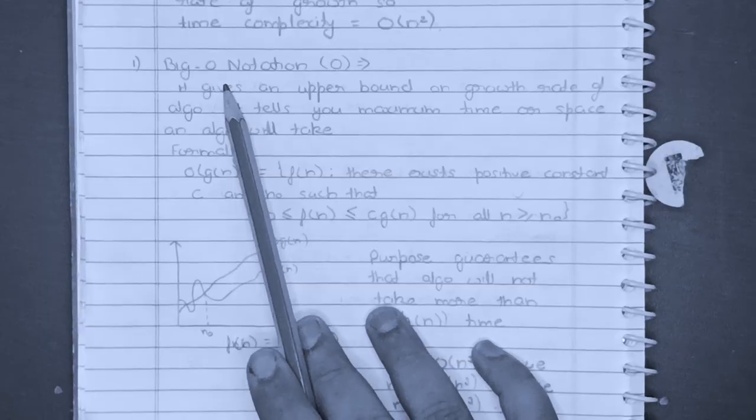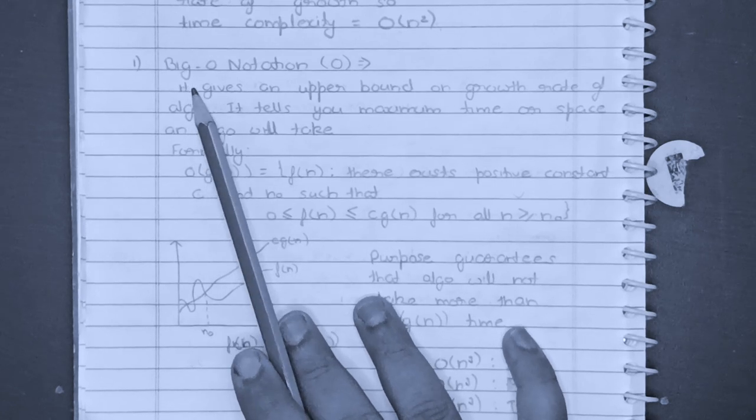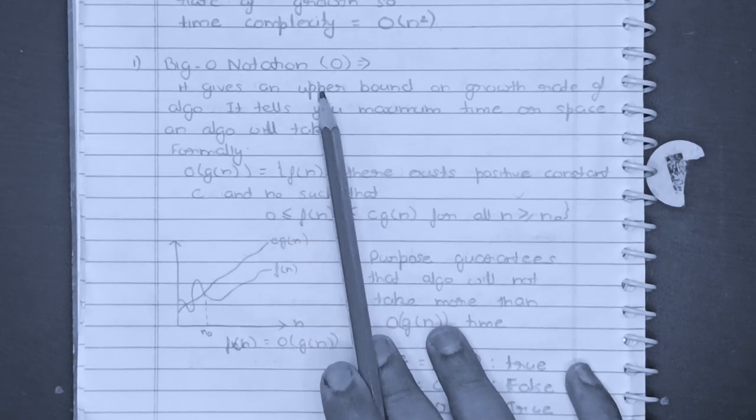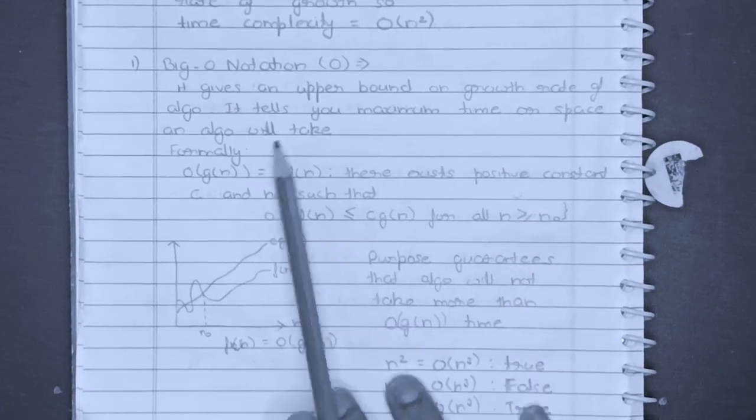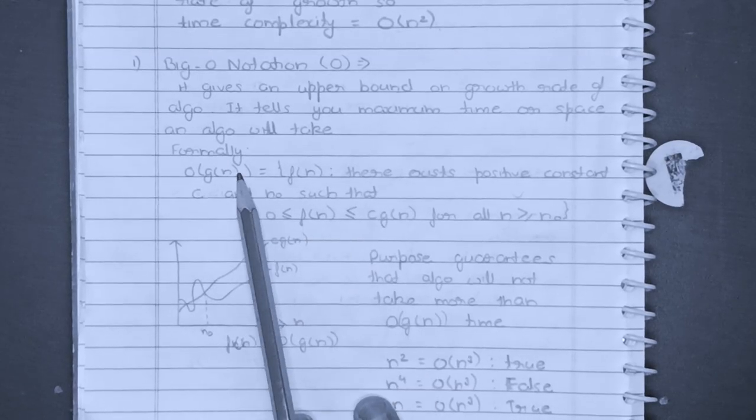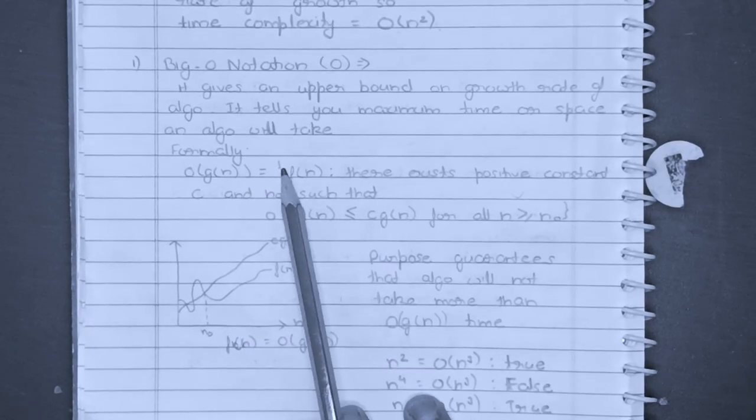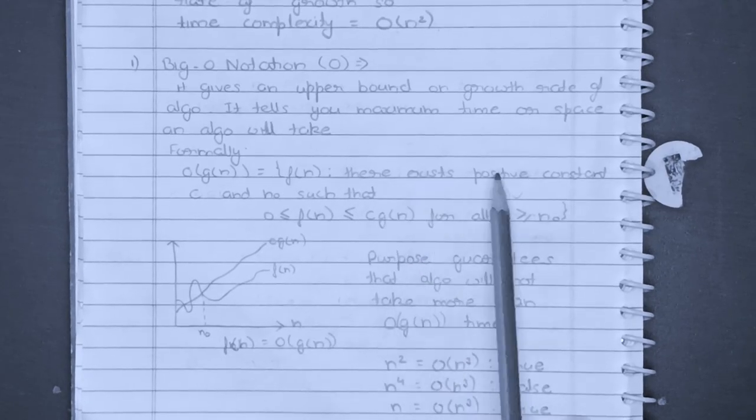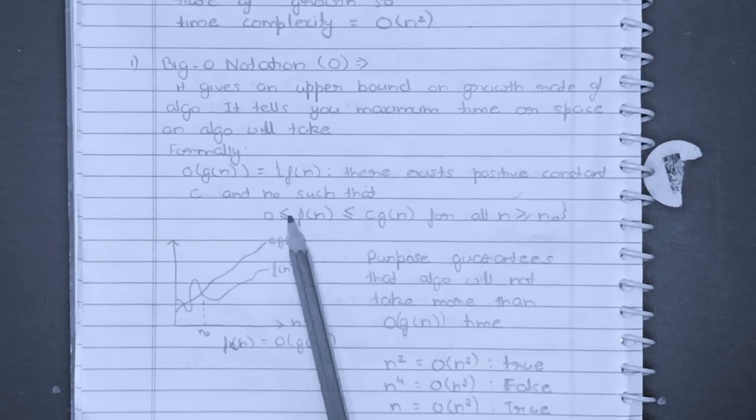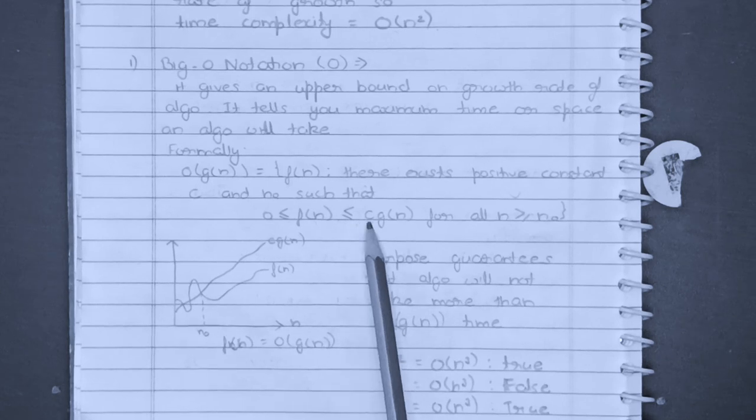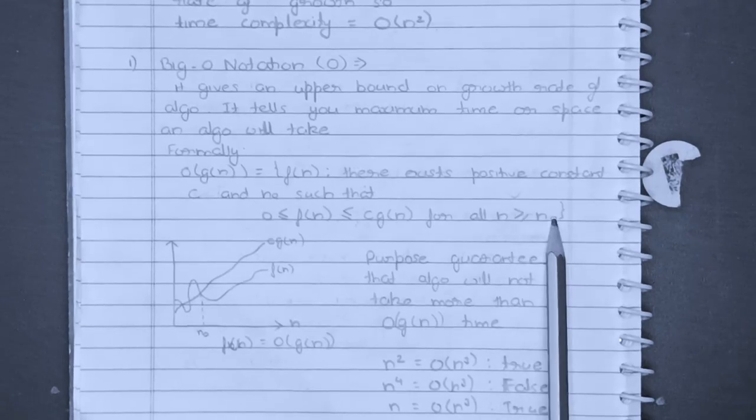Now let's look into all the notations that we use in our day-to-day life. Let's start with big O notation. As we already know, it gives us an upper bound on the growth rate of an algorithm. It tells you the maximum time or space an algorithm will take. If you look into the formal definition, big O of g(n) represents the set of all functions f(n) where there exist a positive constant c and a constant n0 such that 0 is less than or equal to f(n), which is less than or equal to c times g(n), for all values of n greater than or equal to n0.